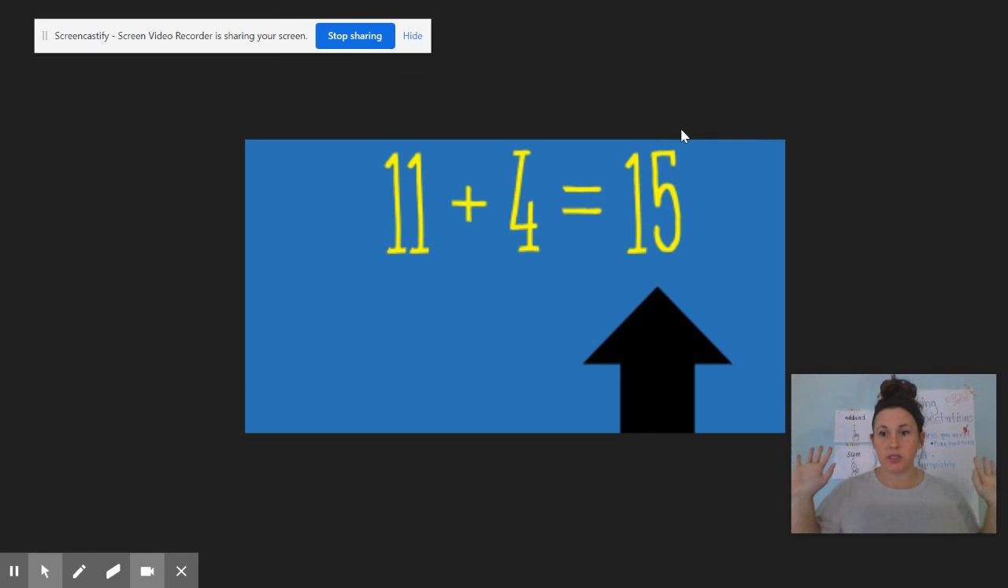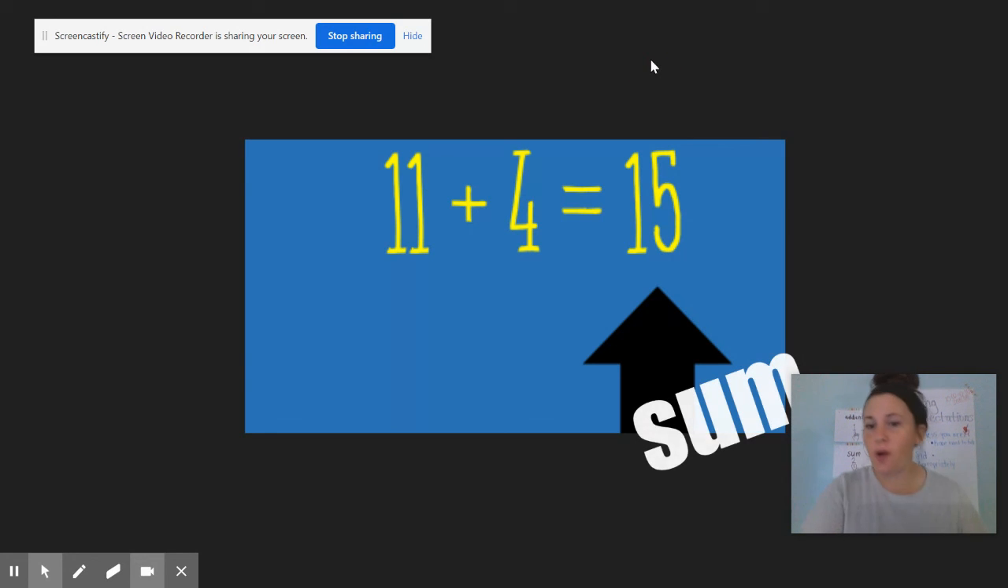All right, I'm not going to touch this one. So we've got 11 plus 4 equals 15, and it's pointing to our 15. Is it pointing to the answer or the addends? If it's pointing to the addends, it's the two numbers that are added together. If it's pointing to the answer, it's the same word for that as the sum. Give you a little bit longer. I know what I'm going to pick. All right. Oh, if you chose sum, woohoo, then you got it right.